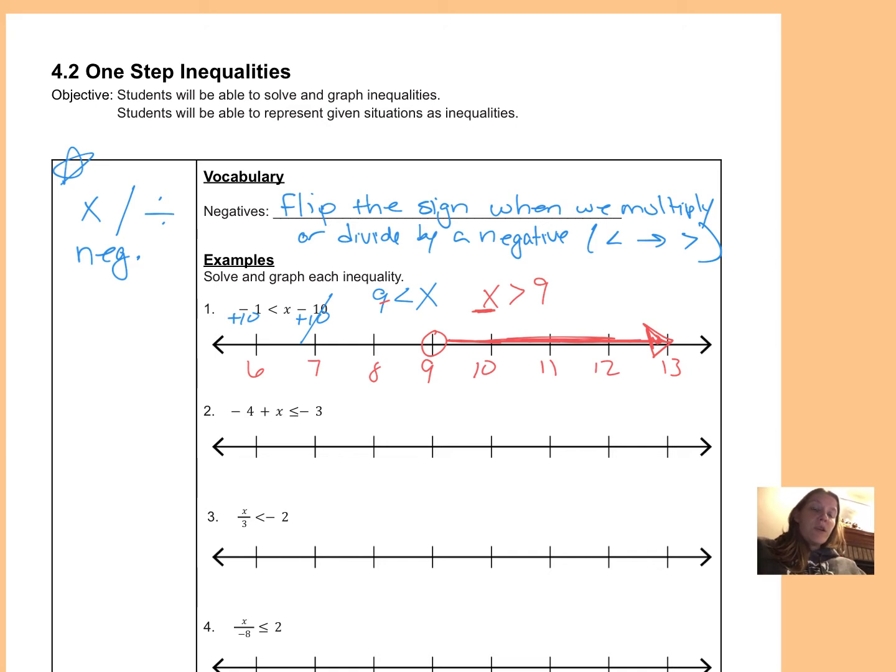Number 2, even though I have a plus sign here, this 4 is negative. So to get rid of it, to make it 0, I need to have a positive 4, because negative 4 and positive 4, that makes 0. So I've got positive 4, then I need a positive 4 on the other side. Because that makes 0, then the x is by itself. I've got a less than or equal to sign. Negative 3 plus 4 is 1. I'm going to put 1 in the middle, and then I'm going to complete my number line.